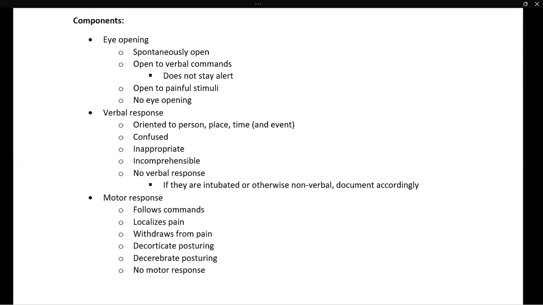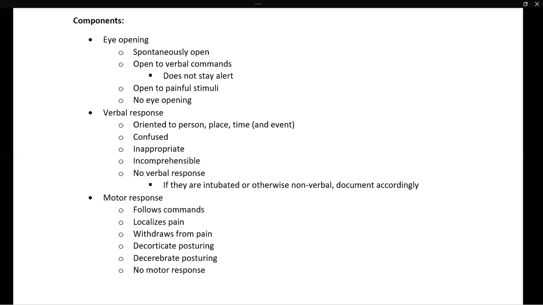If even with painful stimuli, the patient does not open their eyes, then we give them a 1 for no eye opening. The next category that we look at is verbal response. And this one is scored from a 5 being the highest score to again a 1 being the lowest score.